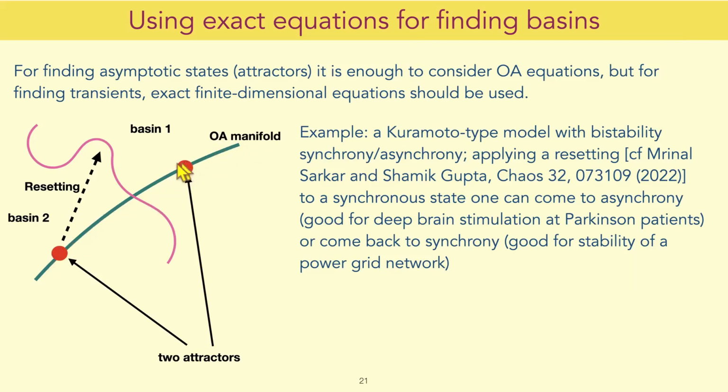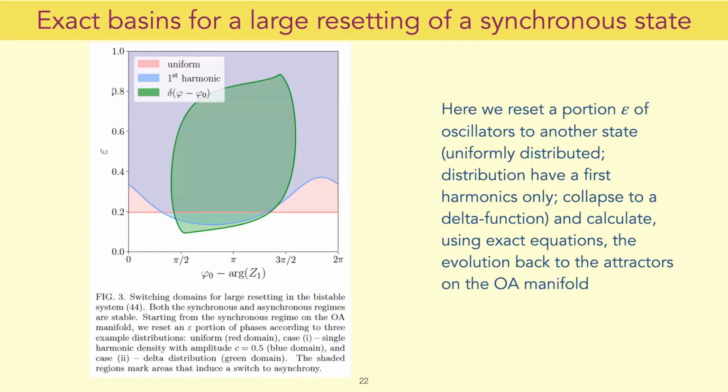So, for example, in many situations, synchronous and asynchronous states can coexist. And then the question is, where will I come if I perturb my state, make some kick, change the distribution of the phases, go away from the Antonsen manifold, and where will I come back, either to the same attractor or maybe to another one? This depends on the basin boundary between these two attractors. And this basin boundary can only be obtained by our approach because the Antonsen equations are valid only on the manifold and not outside.